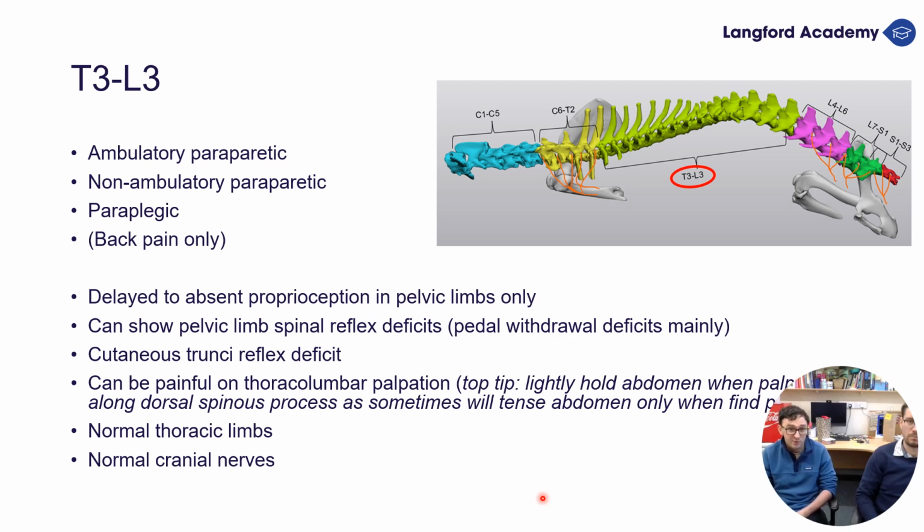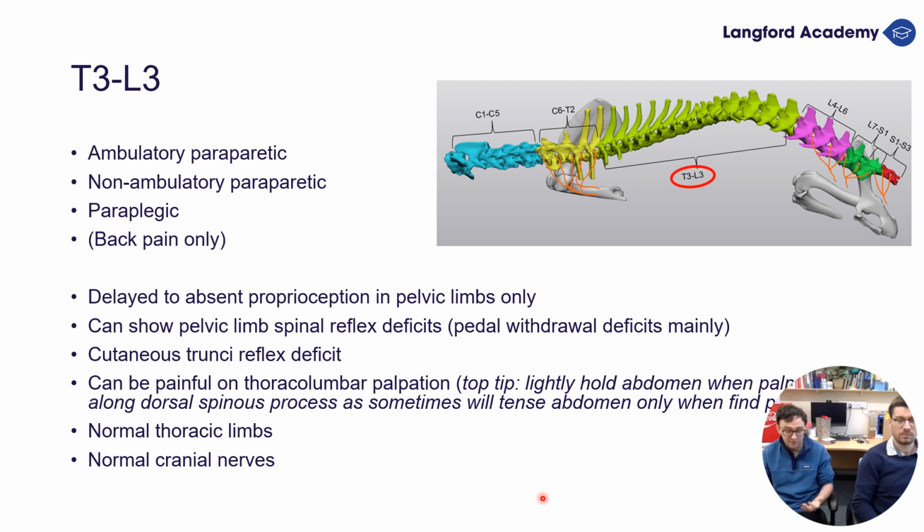From a neurological exam point of view, we'd expect postural proprioception deficits just in the pelvic limbs. You'd have normal paw placement and hopping in the thoracic limbs. You can get some spinal reflex deficits, mainly seen in the withdrawal reflex, although you'd hope that you'd have a normal patella and/or peroneal reflex. The cutaneous trunci reflex could have a deficit, so you could have a cutoff, and that can sometimes suggest exactly where the lesion is.